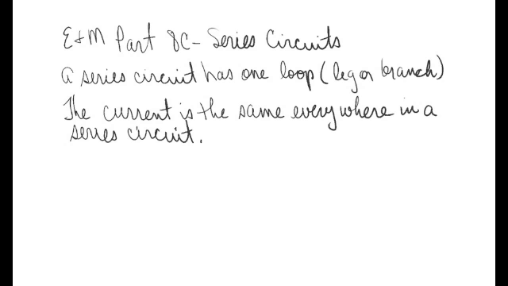As you can see on your screen, a series circuit has one loop, sometimes called a leg or a branch, and the current is the same everywhere in a series circuit. There's only one path, so electrons can only go in the one way.